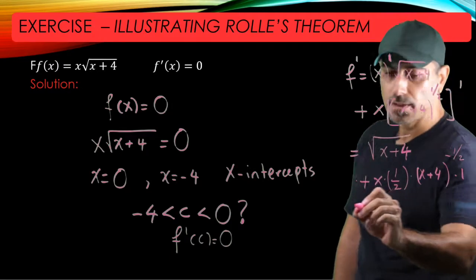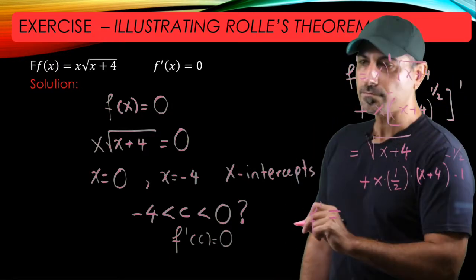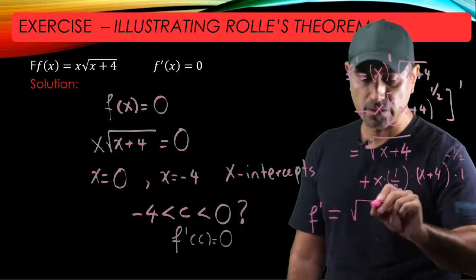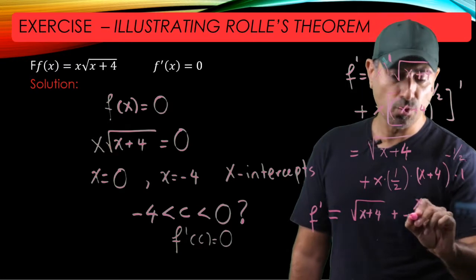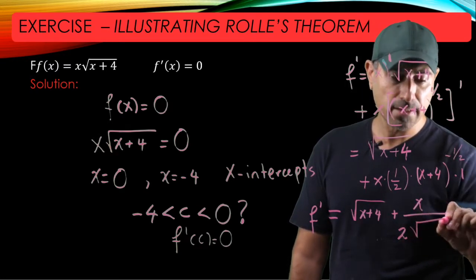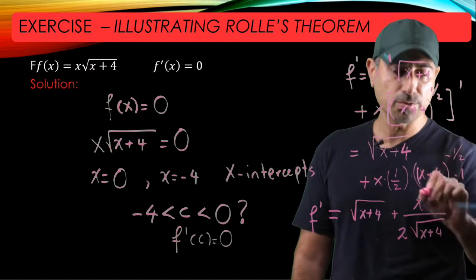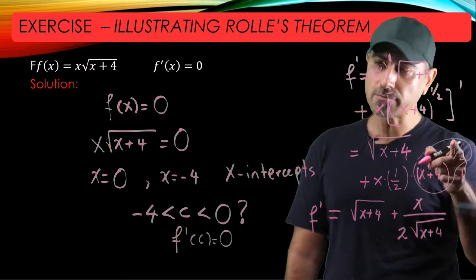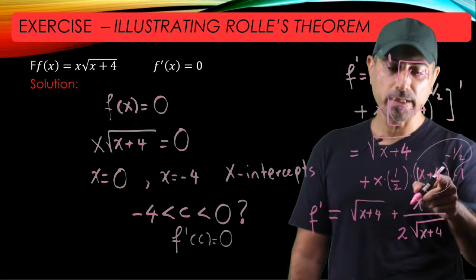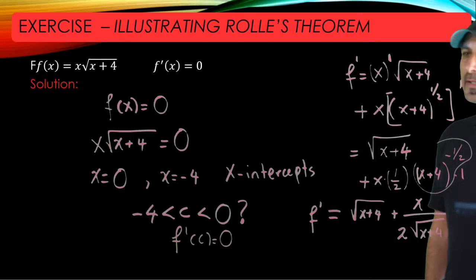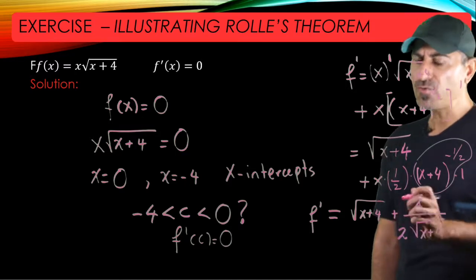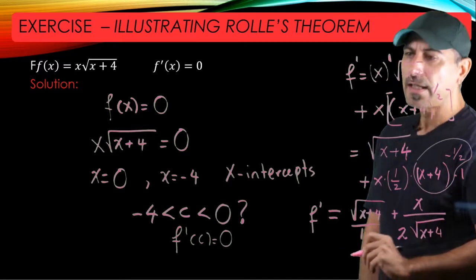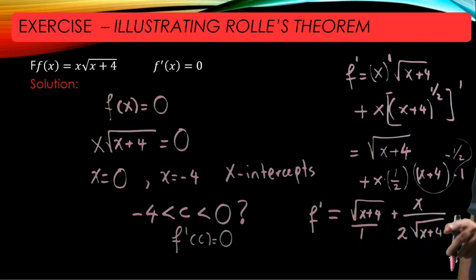So to sum up, f prime is equal to radical x plus 4 plus x over 2 radical x plus 4. So I wrote this term as a radical term. It's a reciprocal, so it's 1 over x plus 4 to the power of 1/2. And to be able to set this to 0, maybe we should simplify this further. Why don't we put 1 here and find a common denominator. So the common denominator, in fact, is 2 times radical x plus 4.